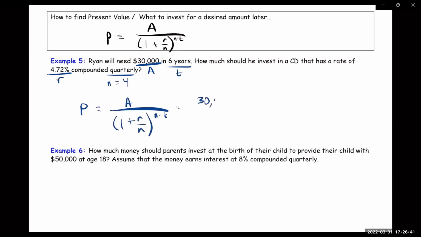That's how much he needs in 6 years. 1 plus r, the interest rate is 0.0472. The n is 4 quarterly, raised to the 4 times t, which is 4 times 6, which is 24. So you can just put 24 here if you want, or you can put 4 times 6. Just remember to put parentheses around 4 times 6 on certain calculators. All right, so let's figure out what that looks like.